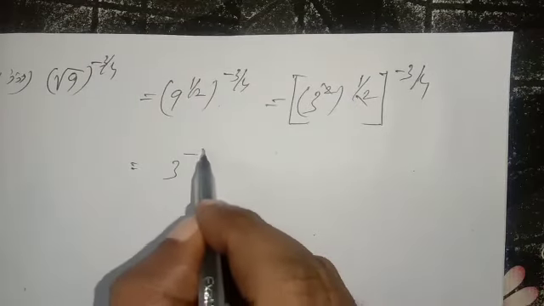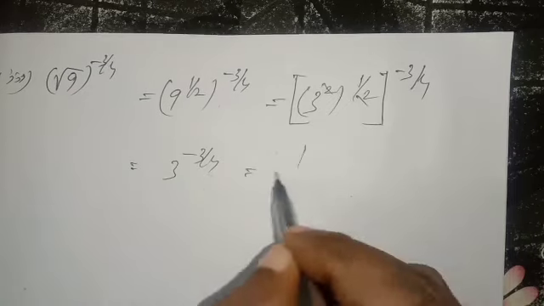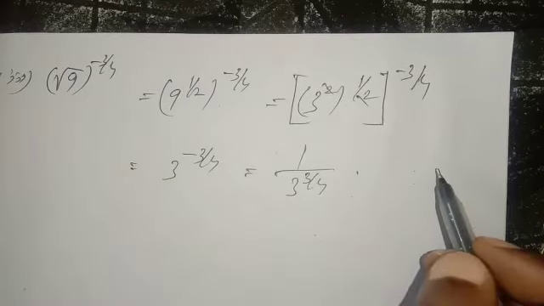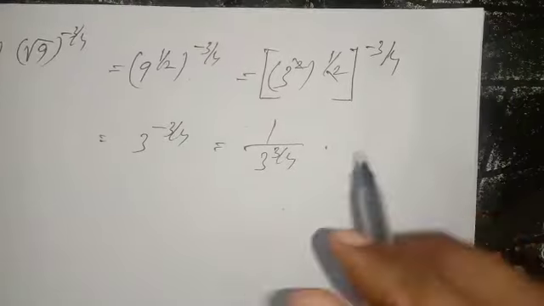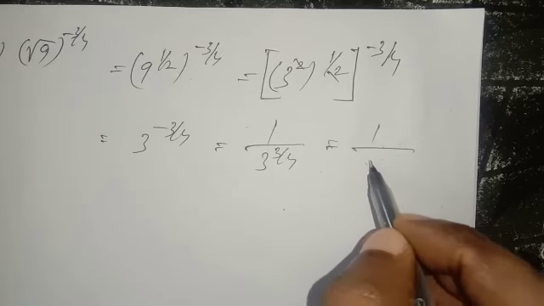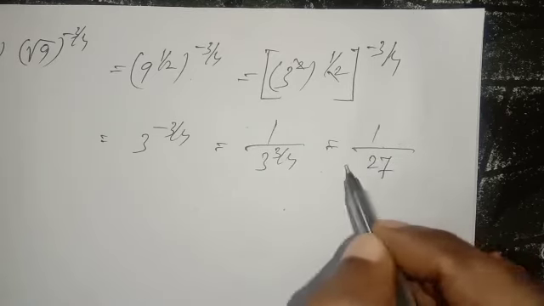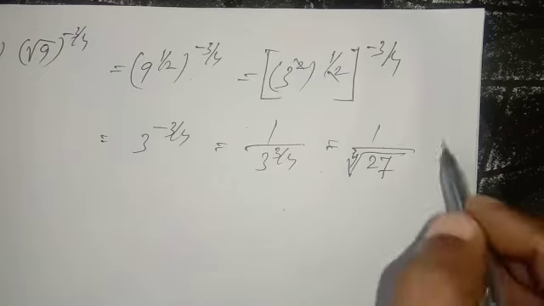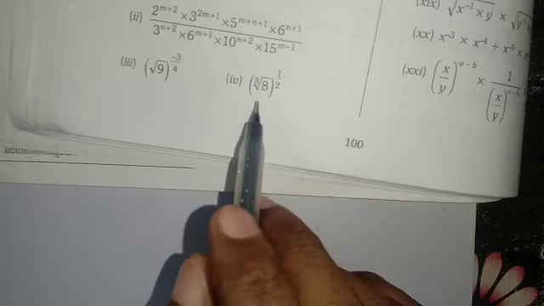3 to the power minus 3 by 4 means it will be 1 by 3 to the power 3 by 4. Okay. You can write it also like this: 1 by 3 cube means 27 fourth root. Either you can write in this form or you can write in this form. This is the answer.